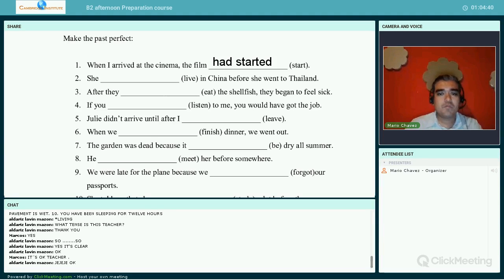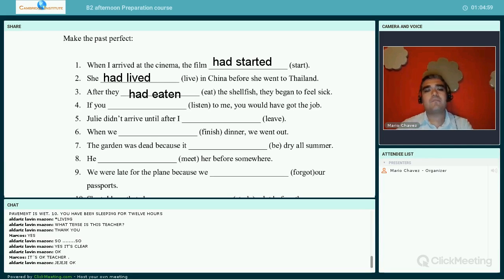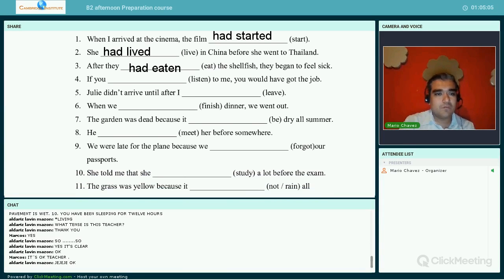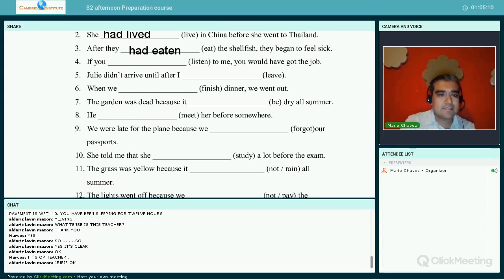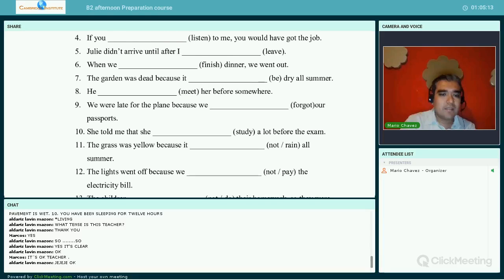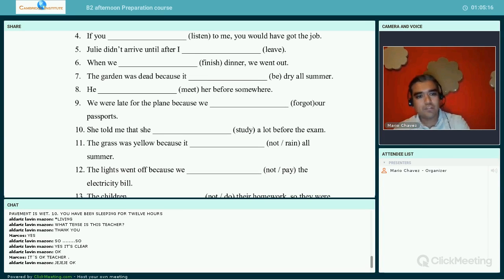She lived in China before she went to Thailand. She had lived in China before she went to Thailand. After they ate shellfish, they began to feel sick. After they had eaten shellfish, they had begun to feel sick. Okay, very good, guys. I want you to practice with number 4 to number 12. Please, guys, can you answer them, please?